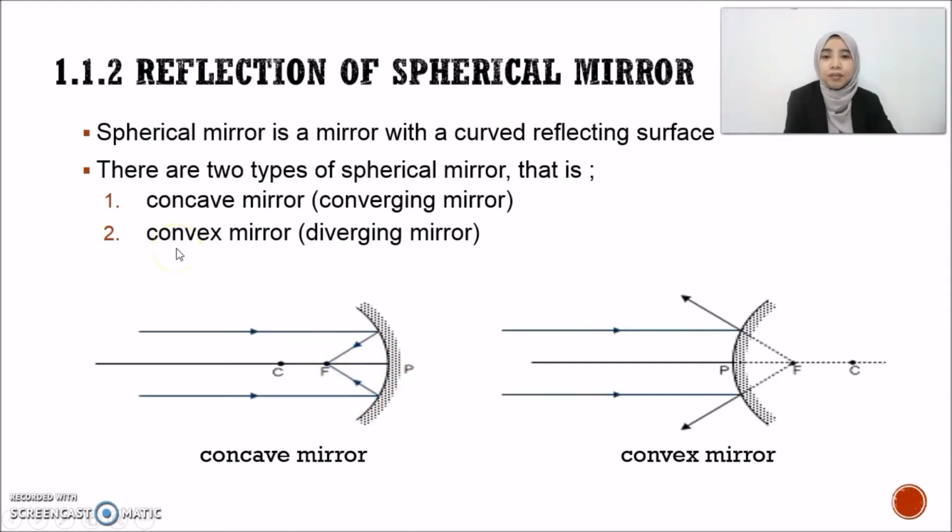Second, we have the convex mirror, known as a diverging mirror. In bahasa Melayu, it is known as cermin mencapah. Based on this ray diagram for a convex mirror, the light rays that are reflected from this mirror will diverge from a point. Sinar cahaya yang dipantulkan oleh cermin ini akan mencapah keluar daripada point tersebut. That's why we call it a diverging mirror.